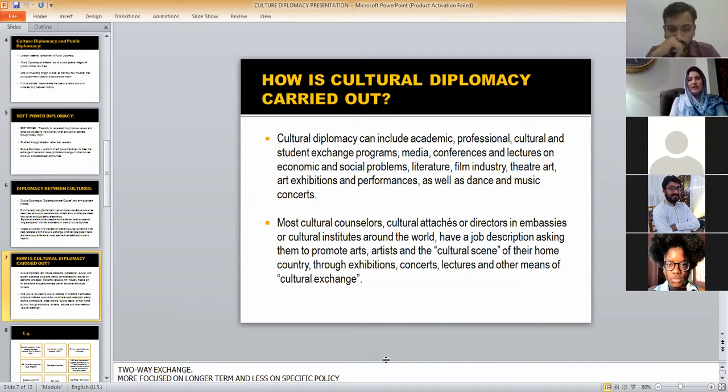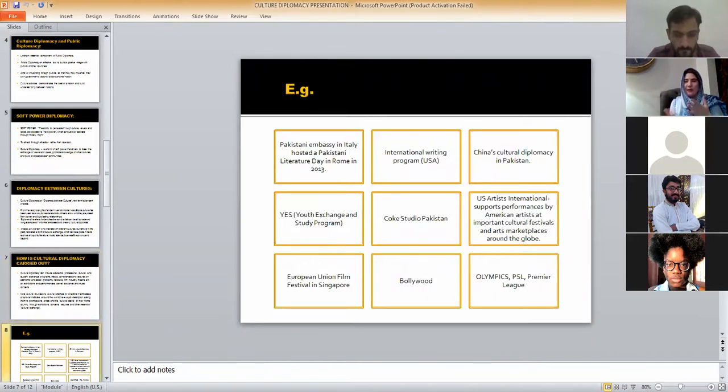Now, most cultural counselors and cultural attaches, directly in the embassies or institutions around the world, have job descriptions asking them to promote the art and artists of the cultural scene from their home country through exhibitions and concerts. All those people working in the embassy have a very vital role in promoting their cultural exchange programs and their home culture in the country they are working in, away from home. Then we'll move to the next slide, where we have certain examples of how cultural diplomacy works.